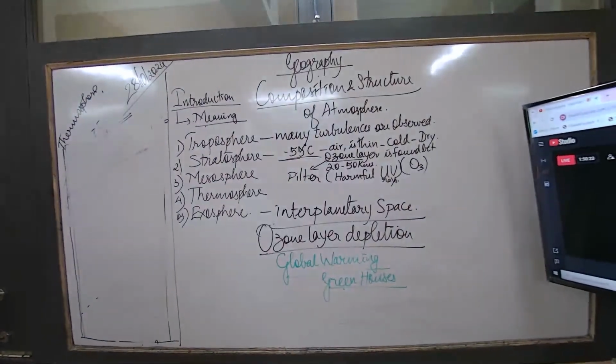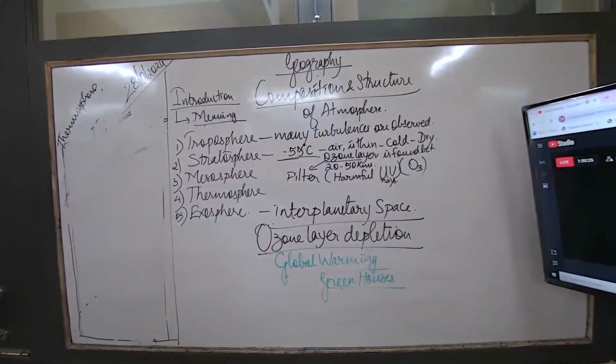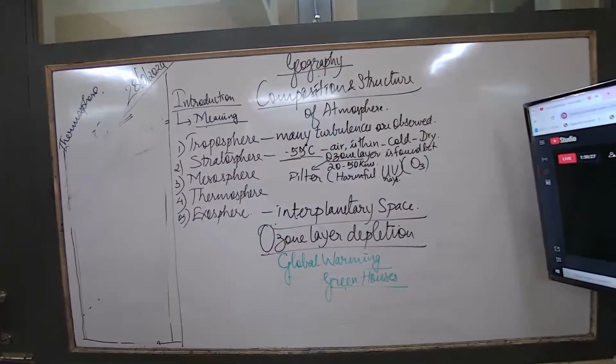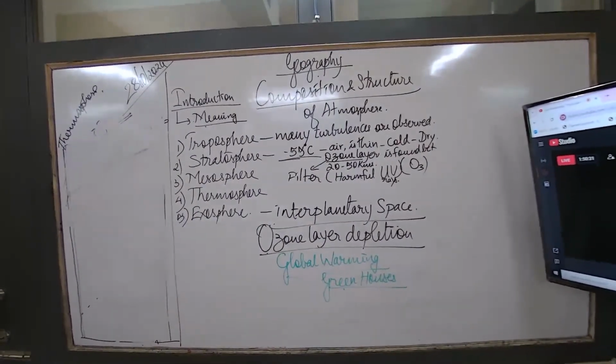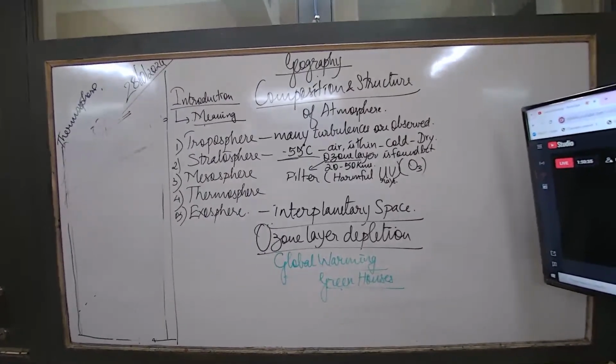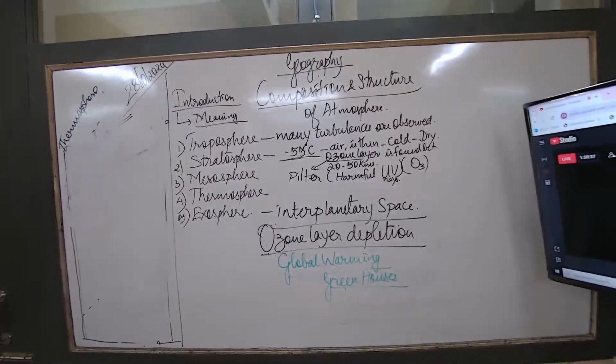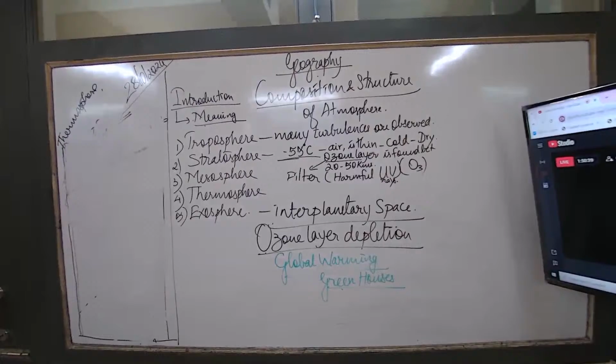Just read all these causes. We have it in the textbook from page number 103 to 104. I have just given the heading. Just read it. I'll explain one by one. Causes now. Silently read it.